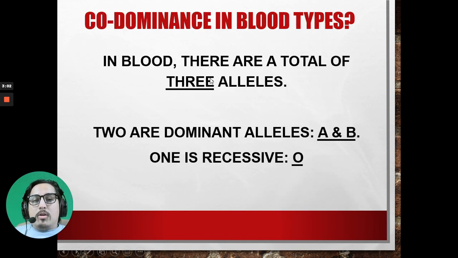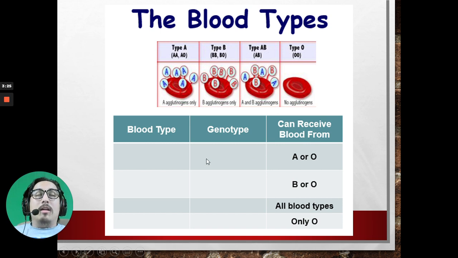So codominance in blood types. In blood, there are a total of 3 alleles. So there are only 3 letters, but we're going to combine them in different ways. The 2 dominant alleles are A and B, and the one that's recessive is O. Okay, so type A is dominant, type B is dominant, type O is recessive. That's going to be super important. Now, this table is going to help you a lot. If you ever get confused, you need to go back to this table.